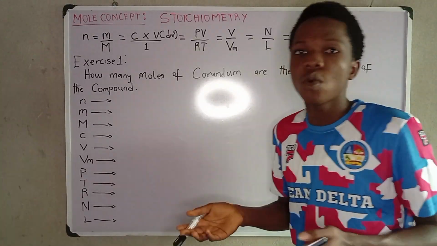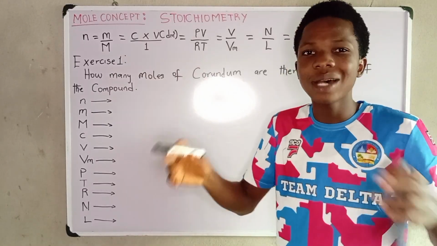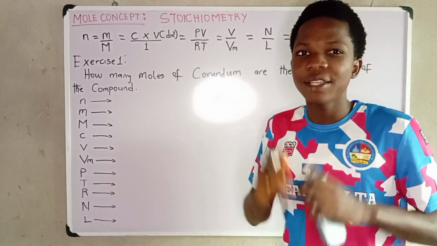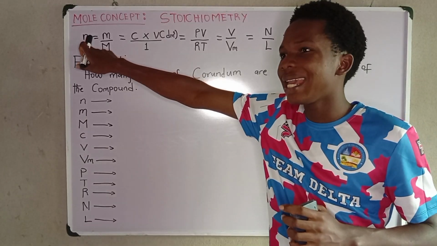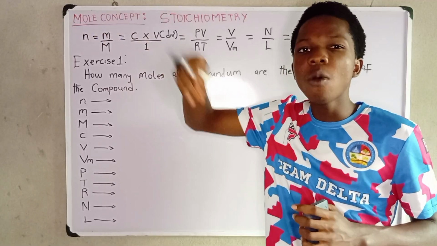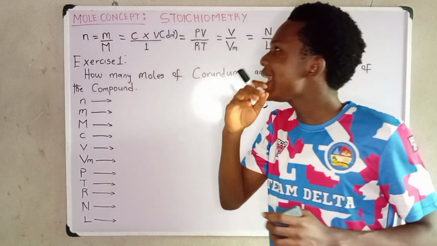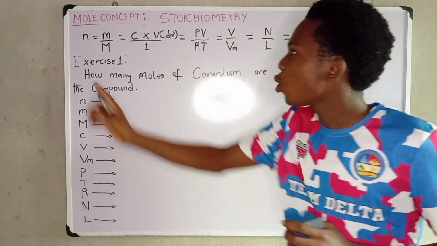Now, we are in what? The mole concept. The whole idea of the mole concept is all around one single thing, and you should understand that it's all around this symbol we see here, n. And now n is denoted for what? Number of moles. So every single formula you see here will give us one thing, number of mole.